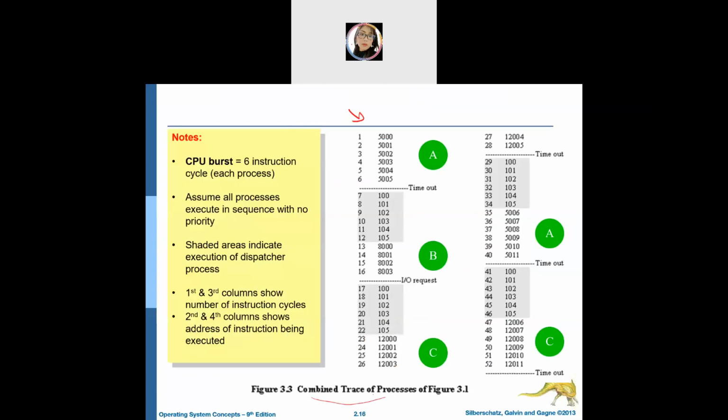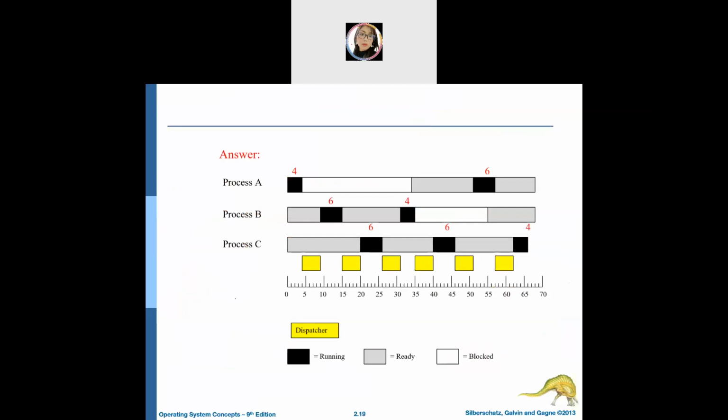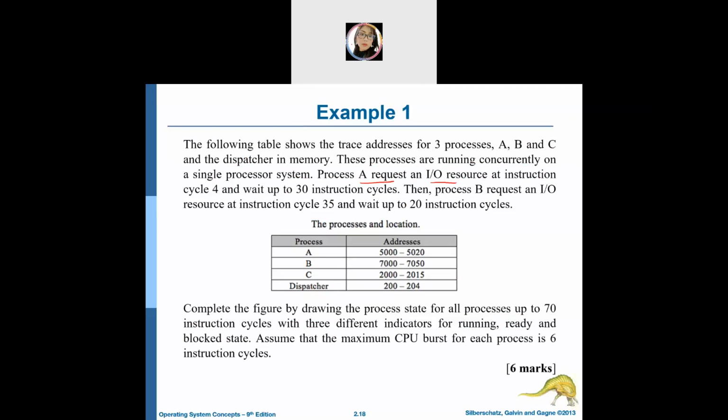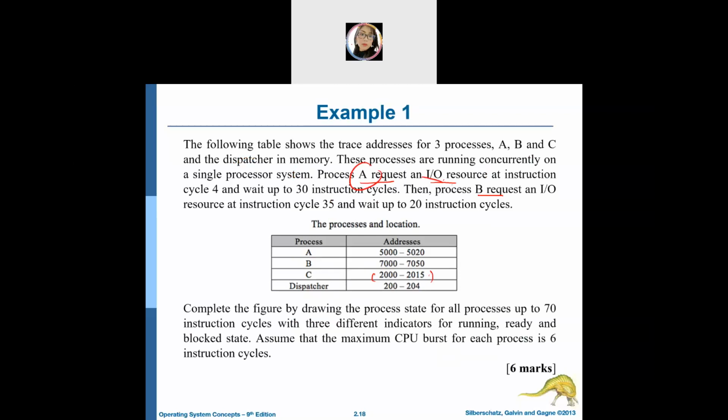After you have the combined trace of the process, you will draw the process steps. So this is an example of your process steps, but this one, I think it's called a similar process or not. It will start with A, then B, and then C. But in this example, process A requests input output, and then process B. Process C is not mentioned here. I think it is not going to follow the addresses. Supposedly it should be written over here what the process is. So let's take a look at basically what the process is. It will start at process A and then process B, okay?